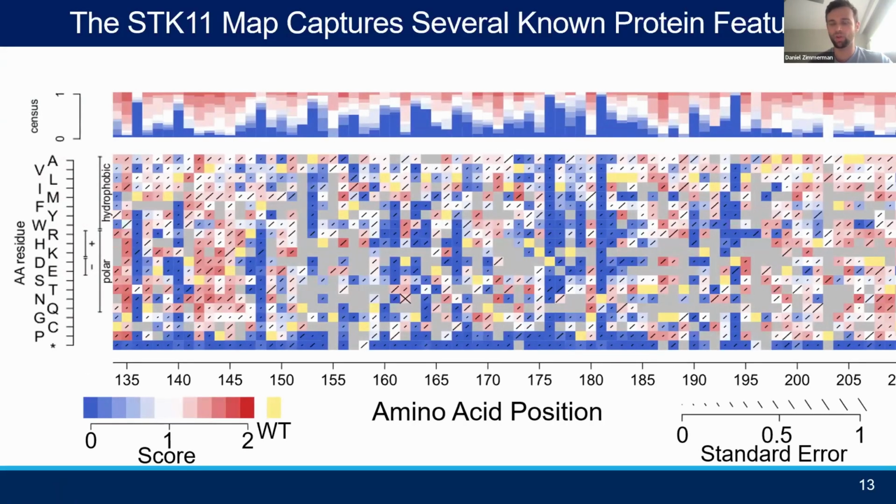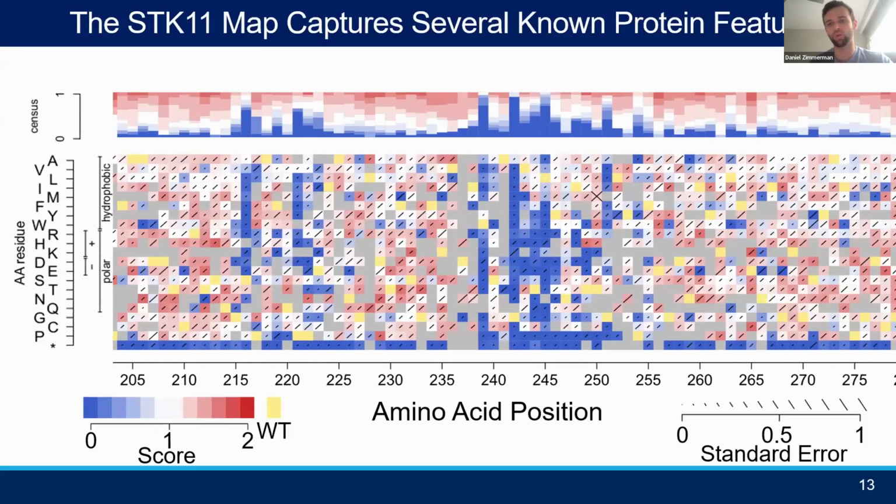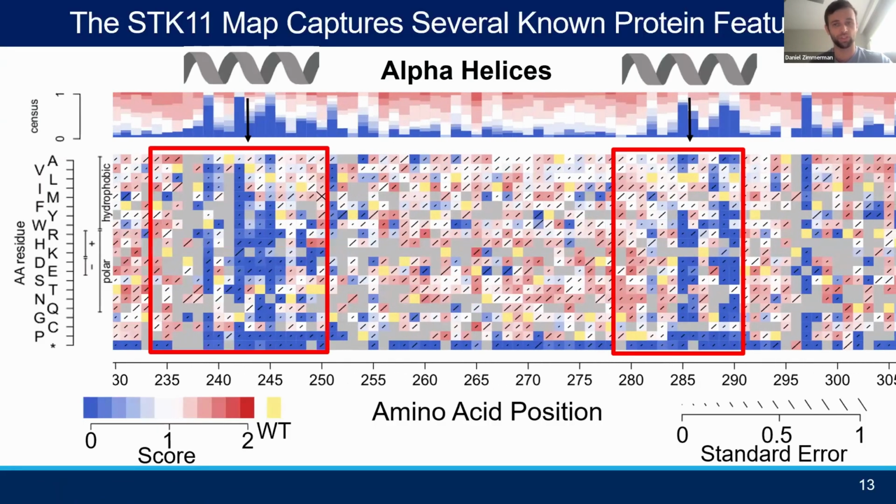So next, we also do see some other known features, some structural features associated with STK11. Here I'm highlighting two alpha helices that have been previously annotated. But once again, I'd like to stress the position-dependent sensitivity to variation. The alpha helix is annotated, at least for this one, from 279 to 290, but clearly only a portion of this alpha helix is sensitive to variation.